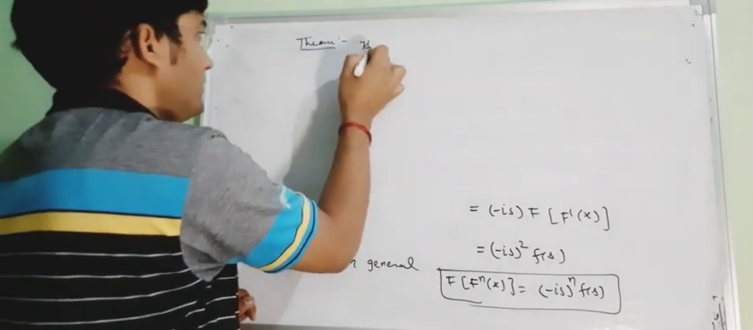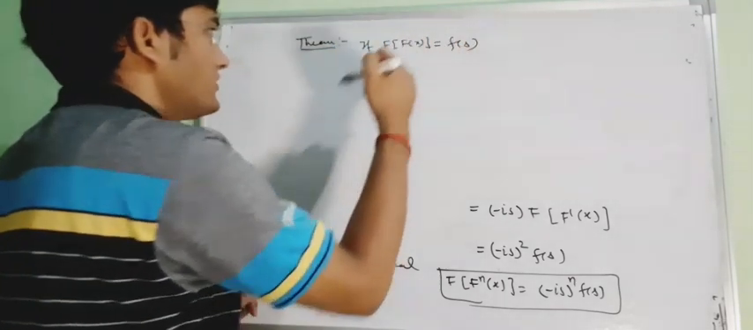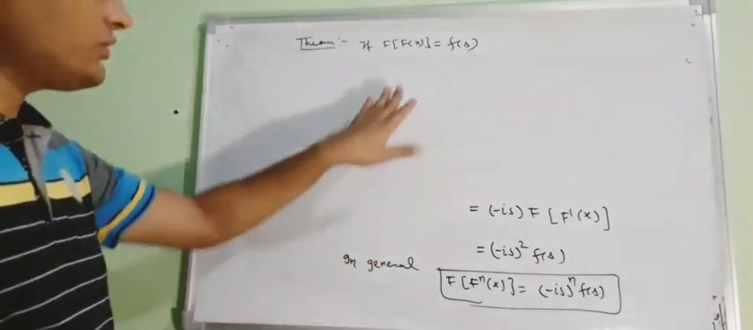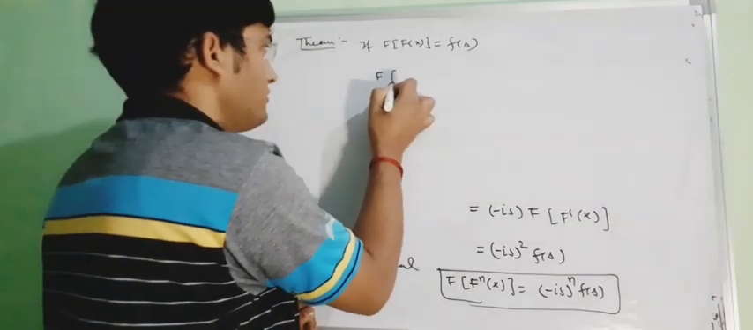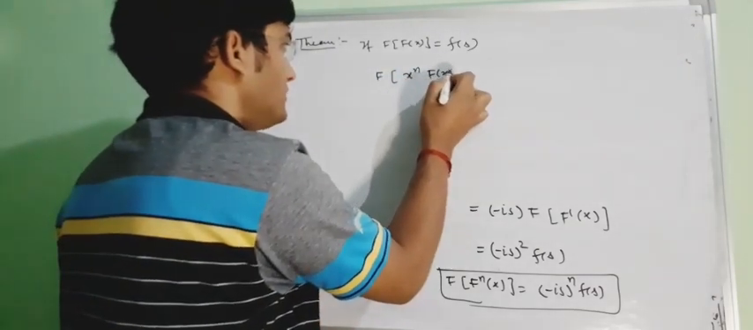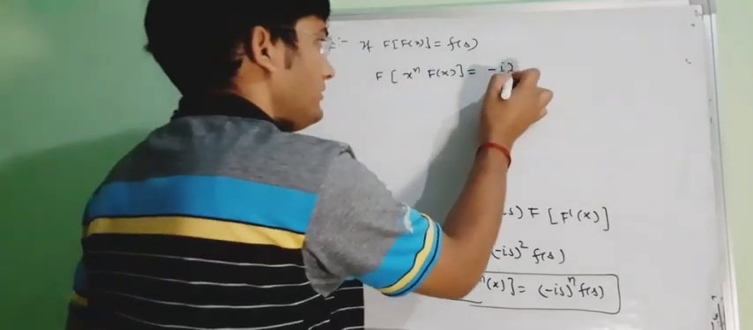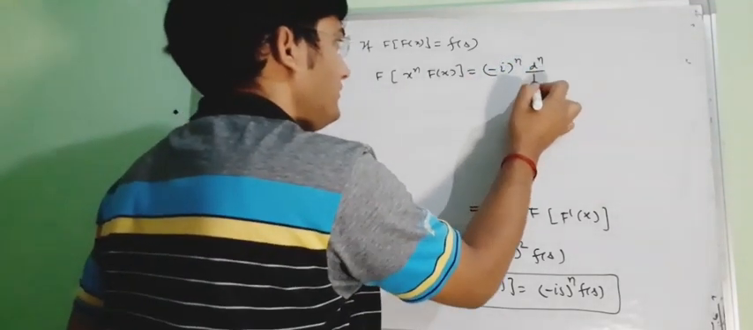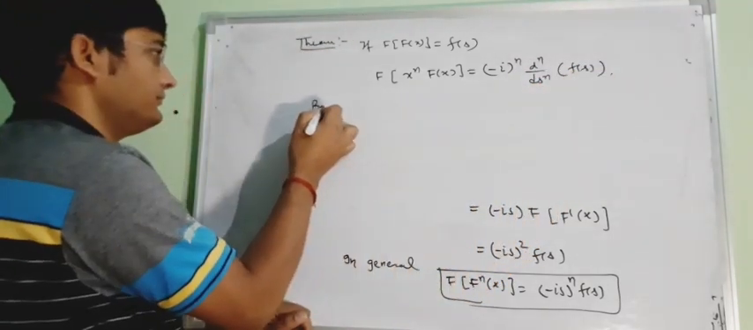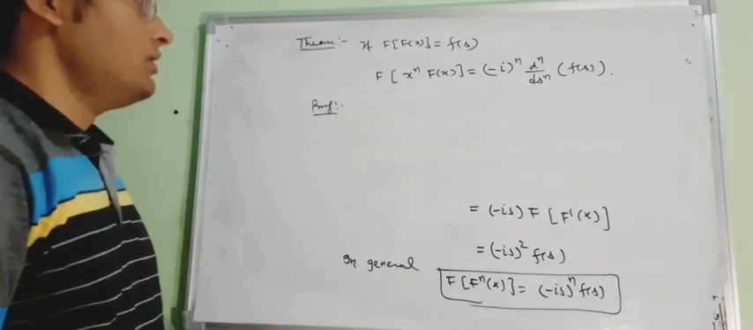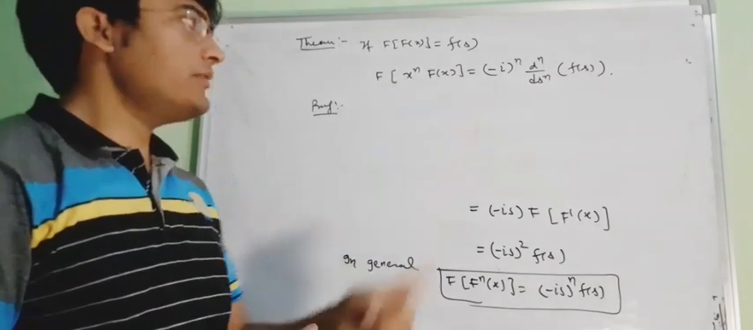So if the Fourier transformation of a function f(x) is f(s), that means the function is piecewise continuous and integrable, then the Fourier transformation of x^n into f(x) is equal to (minus i) to the power n, then the nth derivative of f(s). So this is the Fourier transformation of x power n into f(x).